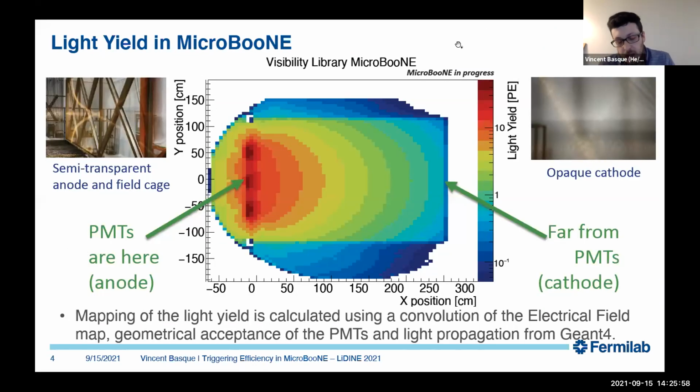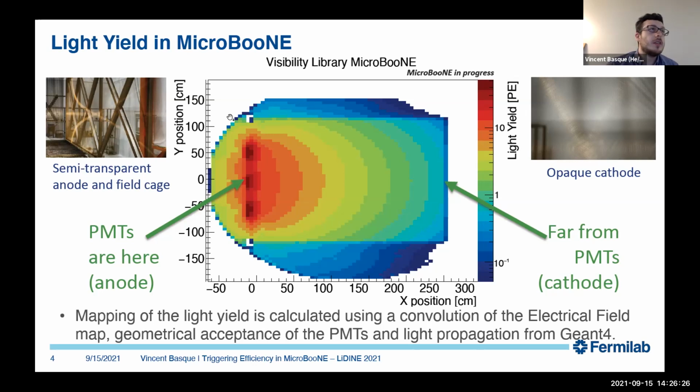Obviously, the light yield is dependent on where the light is generated relative to where it's detected. So here we have just a light map of the MicroBooNE detector, where the TPC is this square box, while the cylindrical shape is the cryostat. This is calculated using a convolution of the electric field that we have across the detector, the geometrical acceptance of the PMTs, and also the light propagation that we obtain from GEANT.